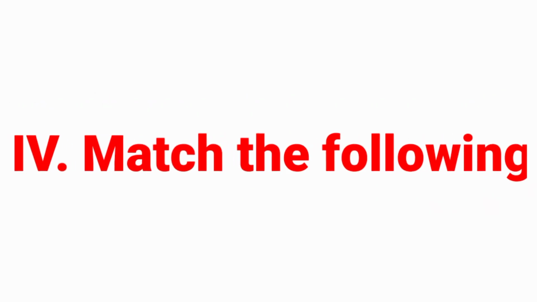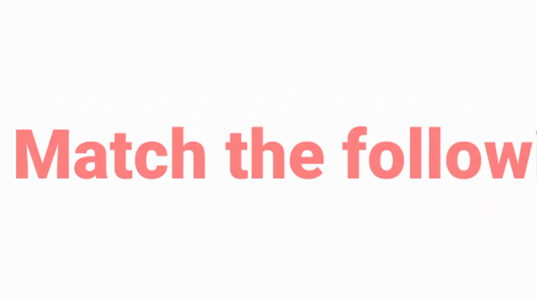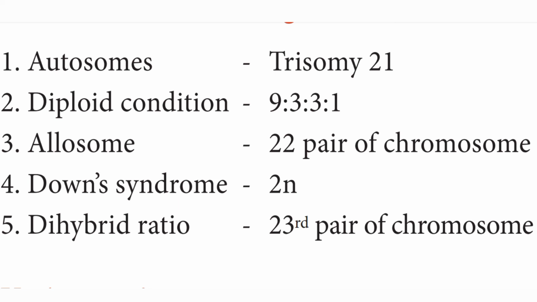Match the following. Here column A and column B are given. In column A, questions are given. In column B, answers are given. We have to match it correctly. In column A, autosomes, diploid condition, allosome, Down syndrome, dihybrid ratio are given. Let us see the answer.